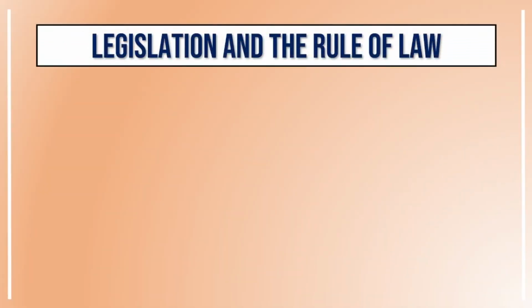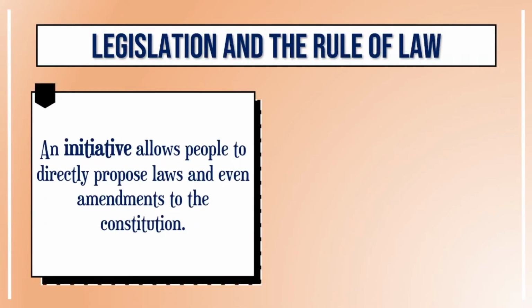Citizens can also participate in legislation through an initiative and referendum. An initiative allows people to directly propose laws, and even amendments to the Constitution. Example is People's Initiative. There are three systems of initiative, namely, first, initiative on the Constitution, which refers to a petition proposing amendments to the Constitution.